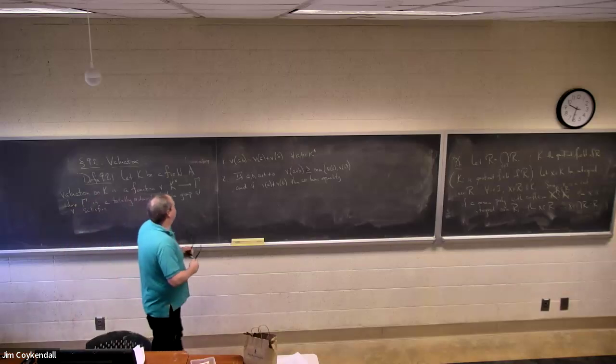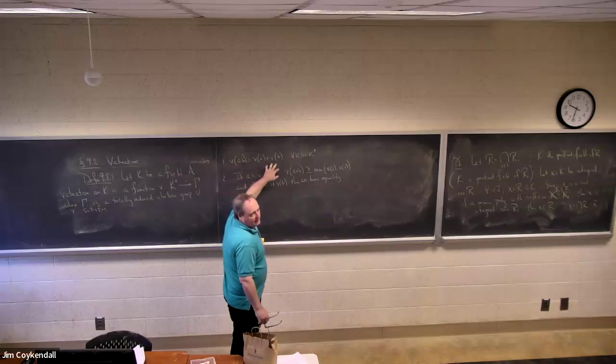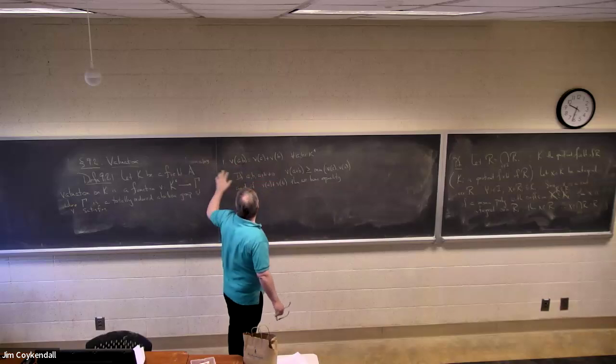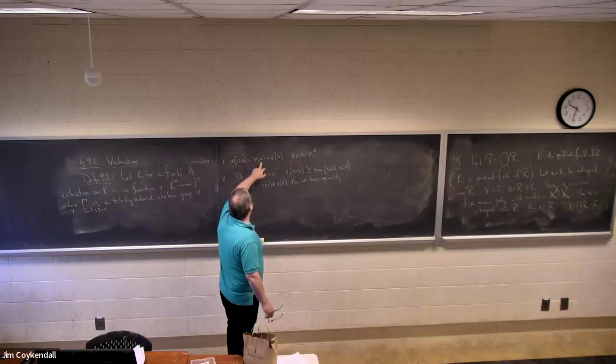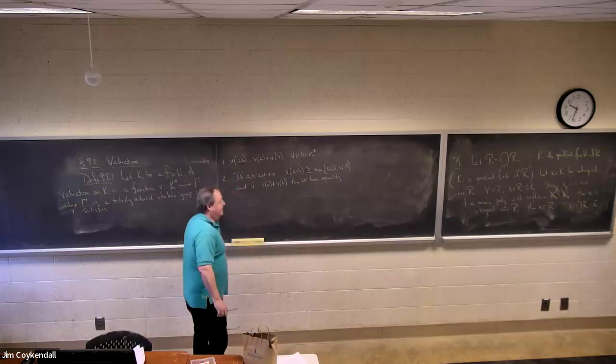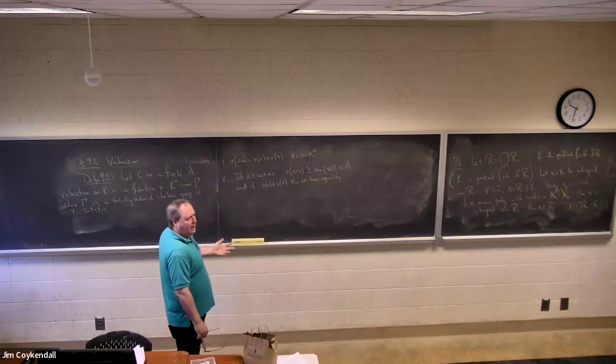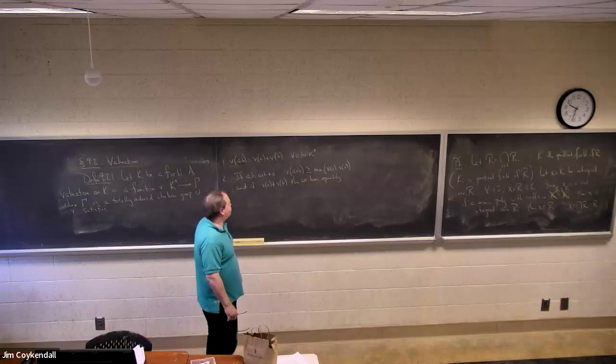And I want the value of the product to be the sum of the values. So for example, if the group is the integers and the value of a is 3 and the value of b is 2, then the value of ab should be 5. I like to think of that as adding exponents, and in a lot of constructions, you do this kind of thing.